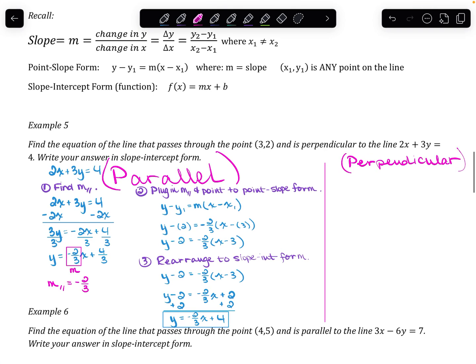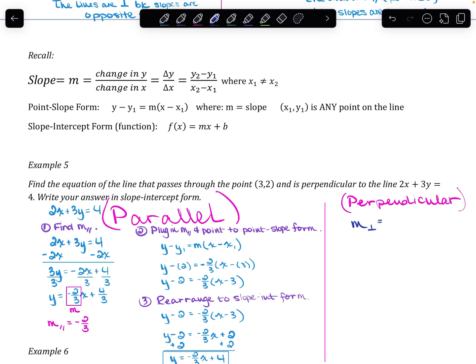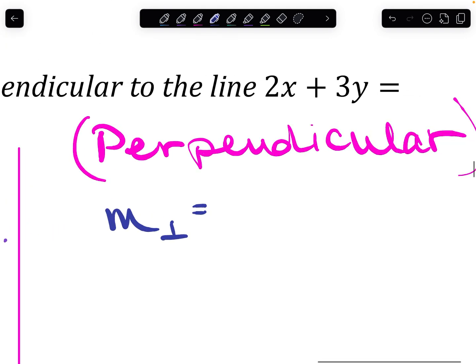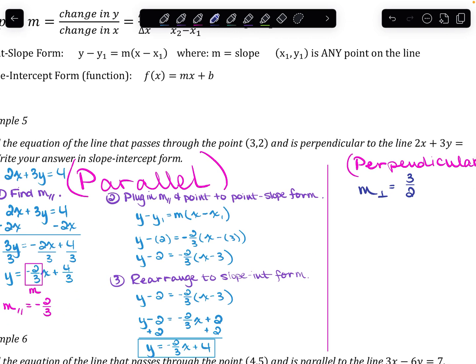So we're just going to pick it up down here, or we're pulling our slope over here. So negative 2/3 is the slope we are given. To find M perpendicular, opposite reciprocal. So the slope we were given was negative 2/3. Opposite, make it positive 2/3. Flip it, 3/2. So there's your perpendicular slope.